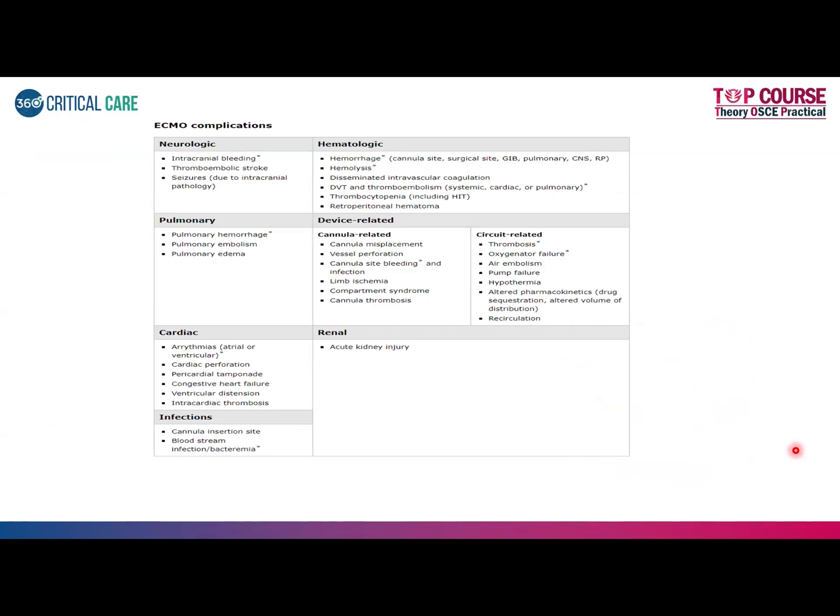Complications: like any other ECMO, we have neurologic complications. We could have seizures and intracranial bleeding because of so much anticoagulation. Hematologic: hemorrhage, hemolysis. The patient can come with DIC. They can develop HIT. Retroperitoneal hematoma. Pulmonary: hemorrhage, embolism, edema. Device-related issues, cannula-related and circuit-related issues could be present. Cardiac arrhythmias can happen, as can cardiac perforation, tamponade, ventricular distension, thrombosis, and infection at the cannula insertion site. The patient can also present with renal acute kidney injury. So these are the general ECMO complications.